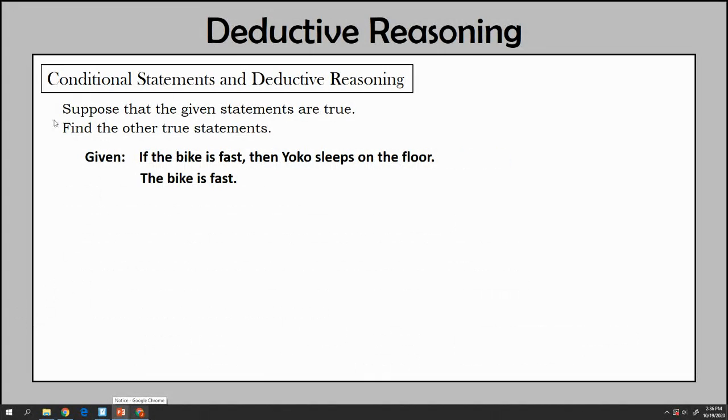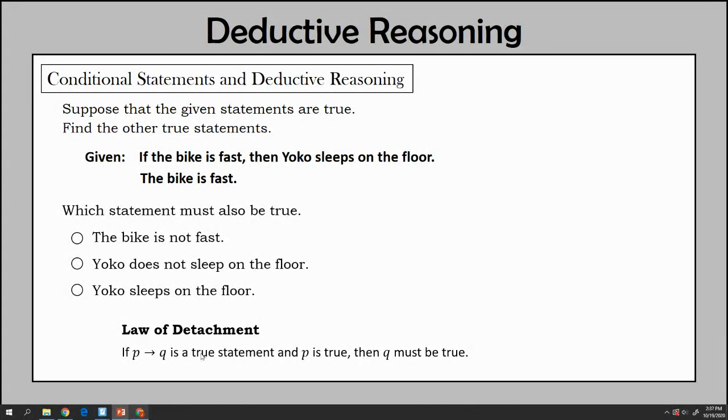One last example. So again, suppose these statements are true. If the bike is fast, then Yoko sleeps on the floor. The bike is fast. So they give us a conditional statement and then just a statement. Whenever I see that, I think law of detachment. If P implies Q is true and P is true, so if the hypothesis is true, the conclusion has to be true. So if the bike is fast, then Yoko sleeps on the floor, P implies Q. They're telling us it's true. The bike is fast. That's true. And that's P. So therefore, the conclusion must be true, which is Yoko sleeps on the floor. So that's working through some of those concepts.